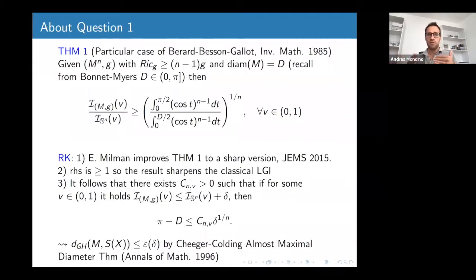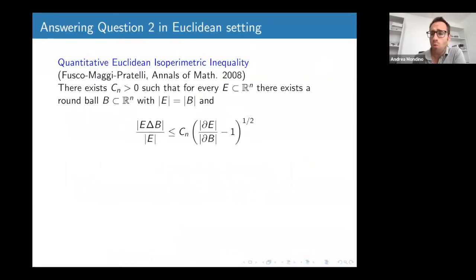suspension. And a spherical suspension is a kind of non-smooth analog of a sphere, in the sense that it is a non-smooth space with Ricci curvature bounded below by n minus 1 and diameter equal to pi. So this answers question 1. Now, what about question 2?